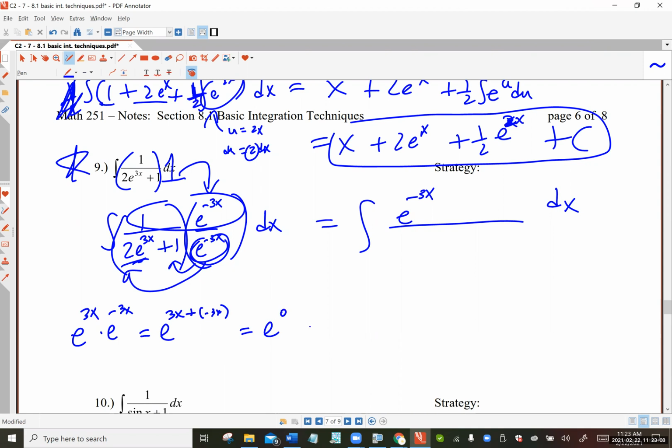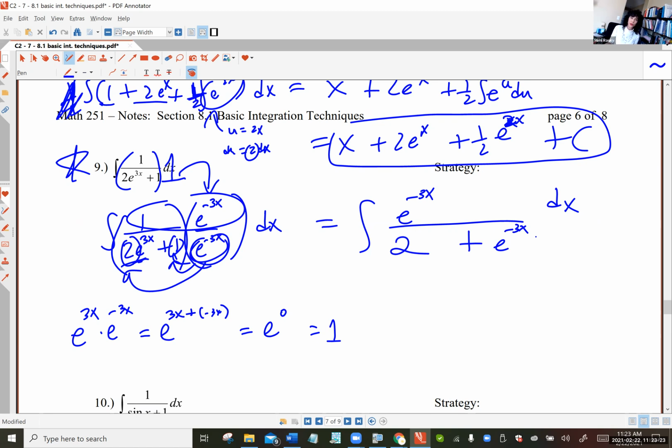e to the 0. But then you have the 2 there. So it's going to be 2 times 1, which is 2, plus, and then when you distribute over the other term, you'll get e to the negative 3x. Okay, beautiful. Now, why is this so awesome?